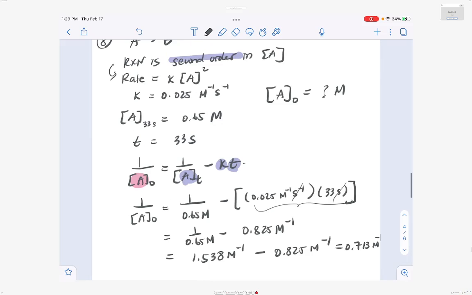Okay, so if you memorize this equation, this question would have been very, very easy.